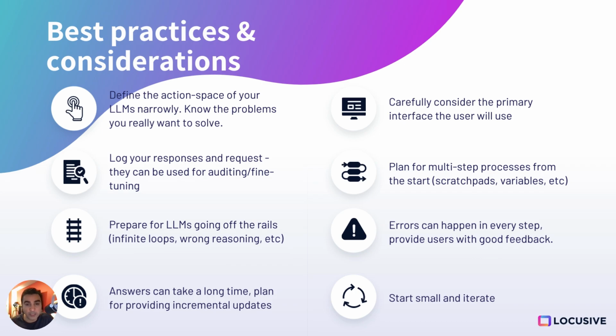Next, if you're building an agent, it's most likely going to have to take multiple steps on every request. So it's important to plan for that multi-step process up front. Think about how you're going to let the agent keep track of data from one step to the next. Scratch pads are great. Variables are great. These are the sorts of things you want to keep in mind. Next up, you have to prepare for the LLM going off the rails. Things like infinite loops, just totally incorrect reasoning, even though the data is right there in front of it. These are going to happen, and you want to be able to prepare for them. Prepare for the worst when it comes to LLMs. They're the types of systems that are really smart up until they're not, and a lot of times they just do crazy things.